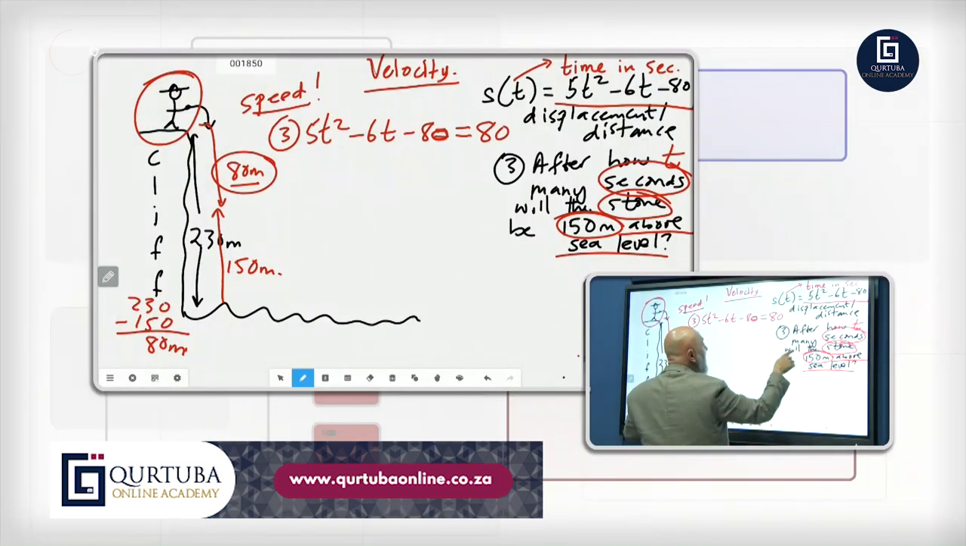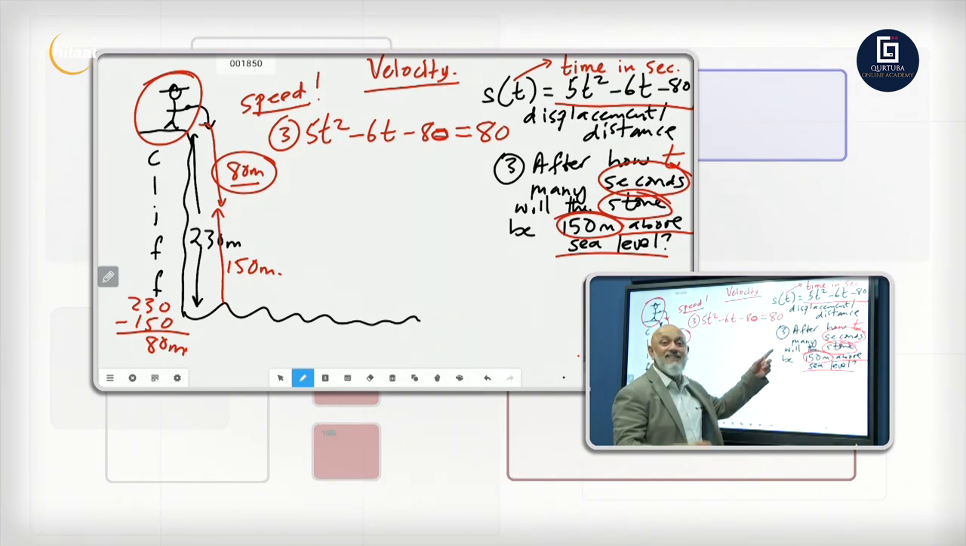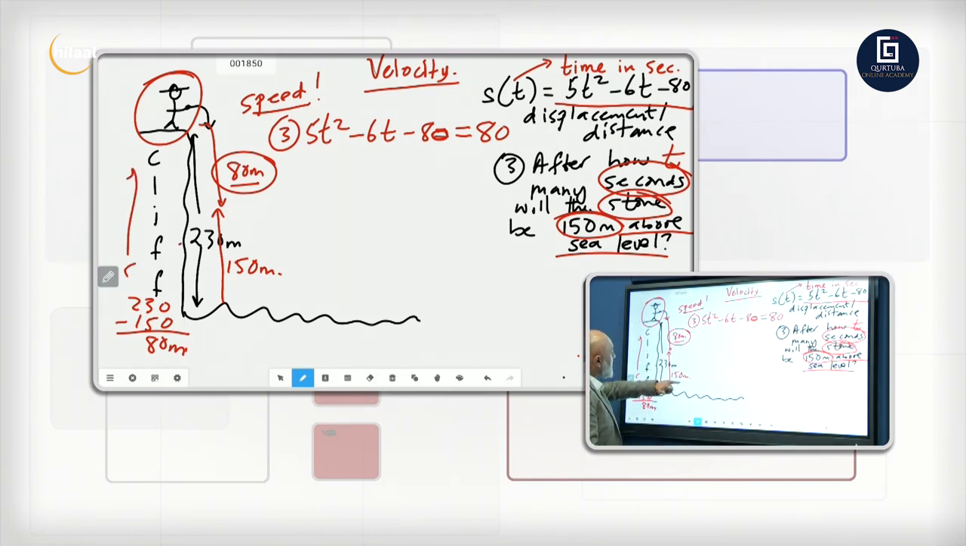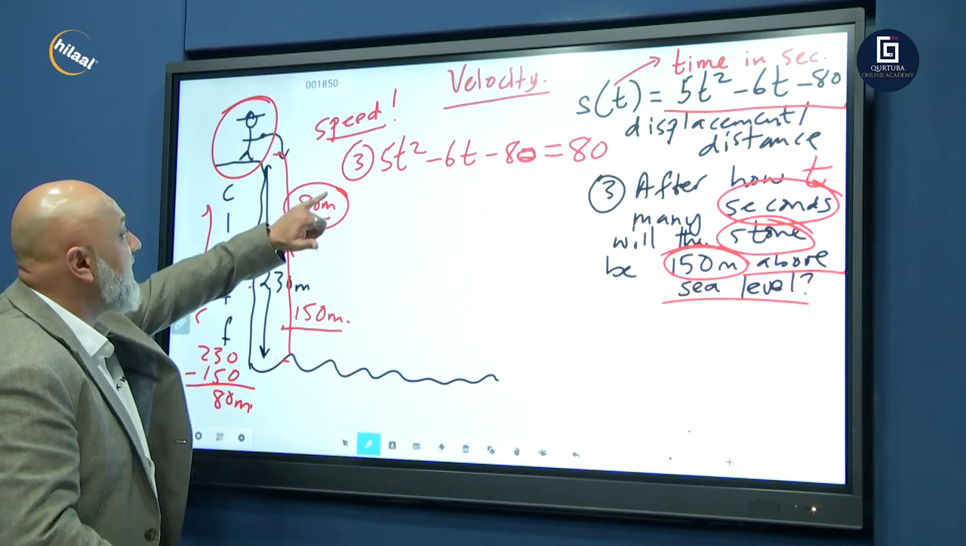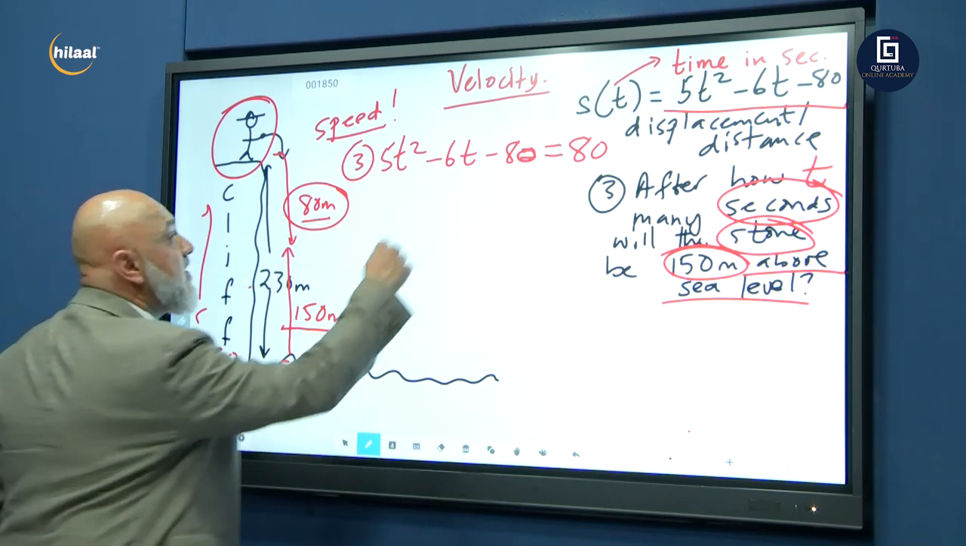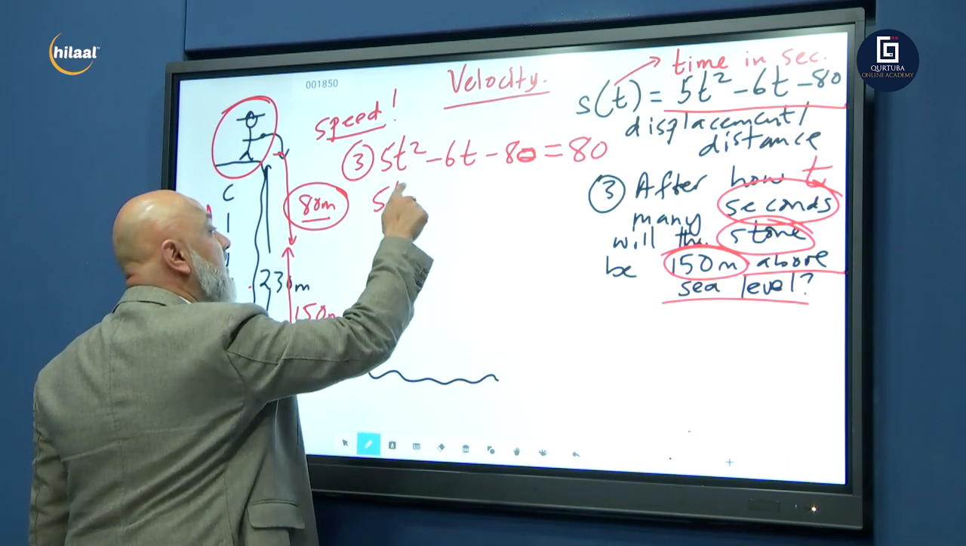Is equal to 80, not equal to 150. Why? Because they said 150 meters above sea level. So it was 230 meters minus your 150 meters, and that's where we get our 80 there. So now let's work it out as a quadratic equation.